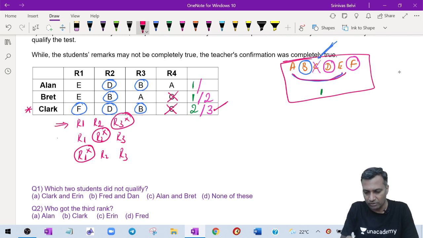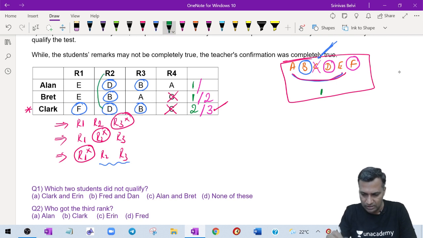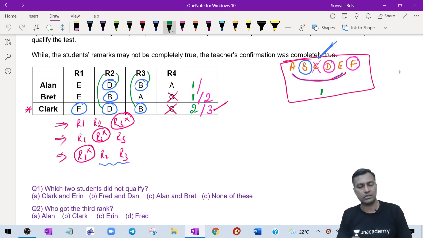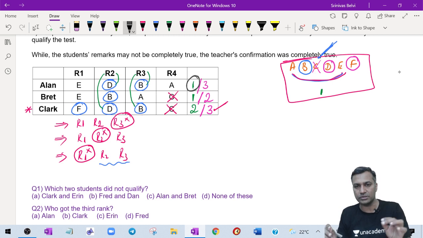Three cases. On the face of it, there appear to be three cases, out of which the third case is invalid. You may wonder why the third case is invalid. What is the problem? In the third case, if you are telling me that D got the second rank and B got the third rank, then Alan also is saying the same thing: D got the second rank and B got the third rank. In that case, Alan also should have got two things correct. But according to the author, Alan got only one position correct, and the ranking is matching with only one of them, not two of them.